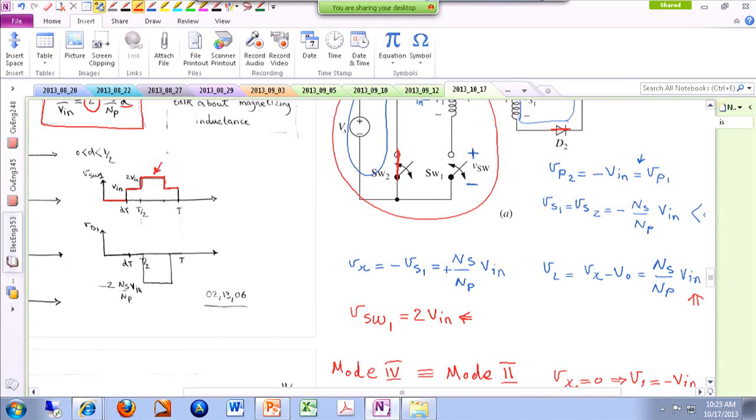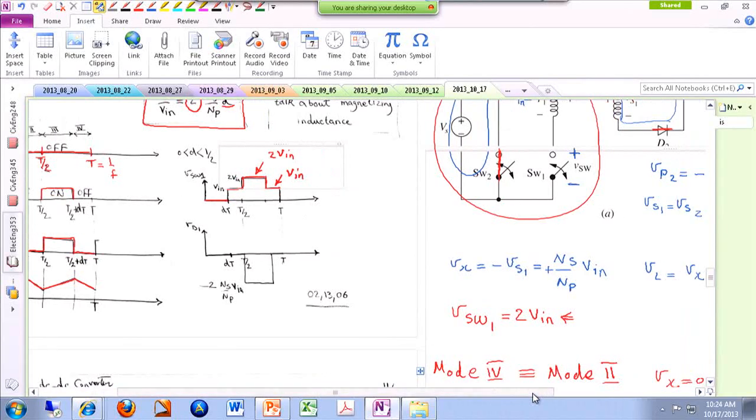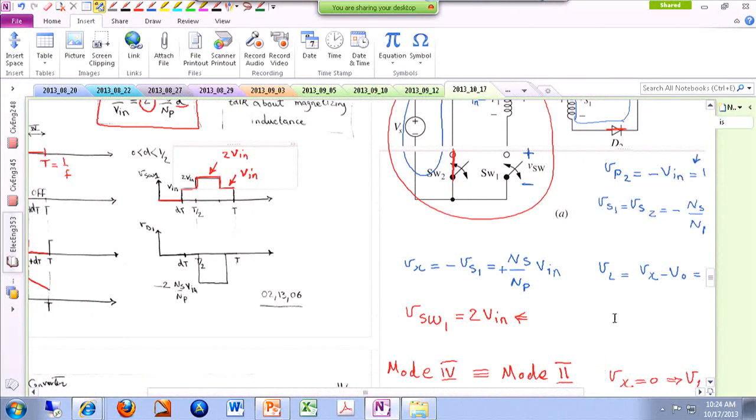So this level is 2 Vn, and this level is Vn. So if our input voltage is 20 volts, we should have a switch that can handle twice that, 40 volts, which could be considered a disadvantage of this topology. The voltage stress on the switches is twice as much as the input voltage.